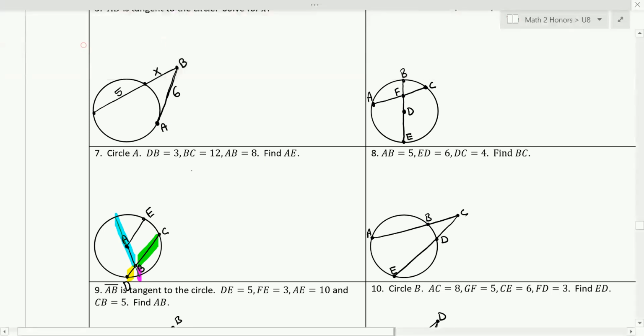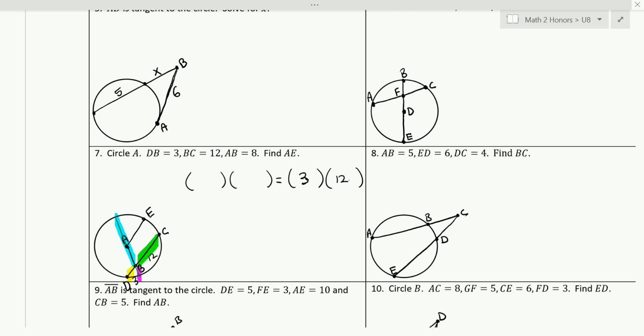Okay? So let's try to fit those into our formula. And then we're given some stuff. So DB is 3. All right, that's a piece I want. I'm going to put it right here. Do we know the green part, BC? It's 12. All right, so we have 3 times 12 is equal to the other part, which is the blue and the purple.